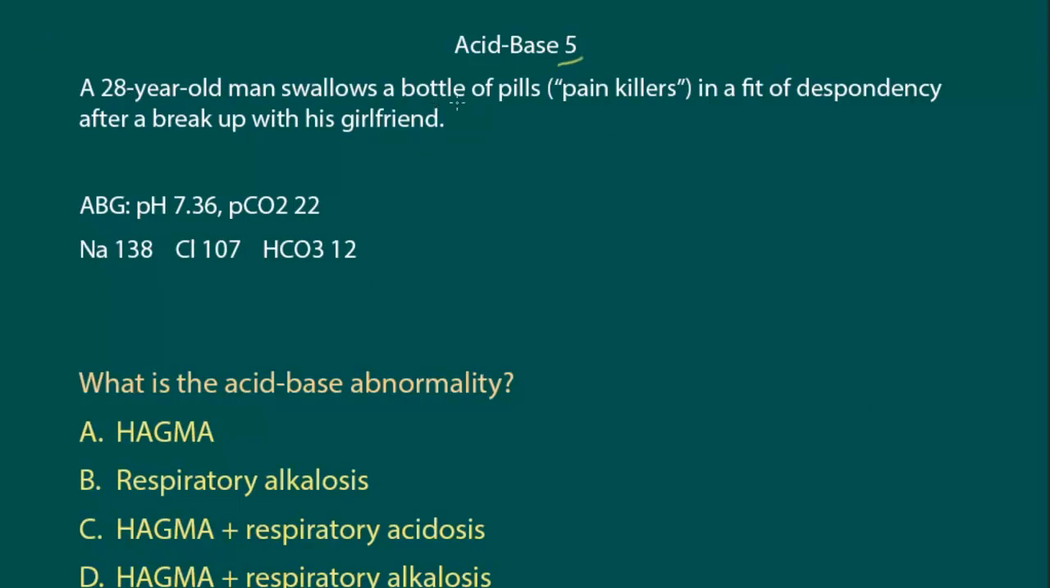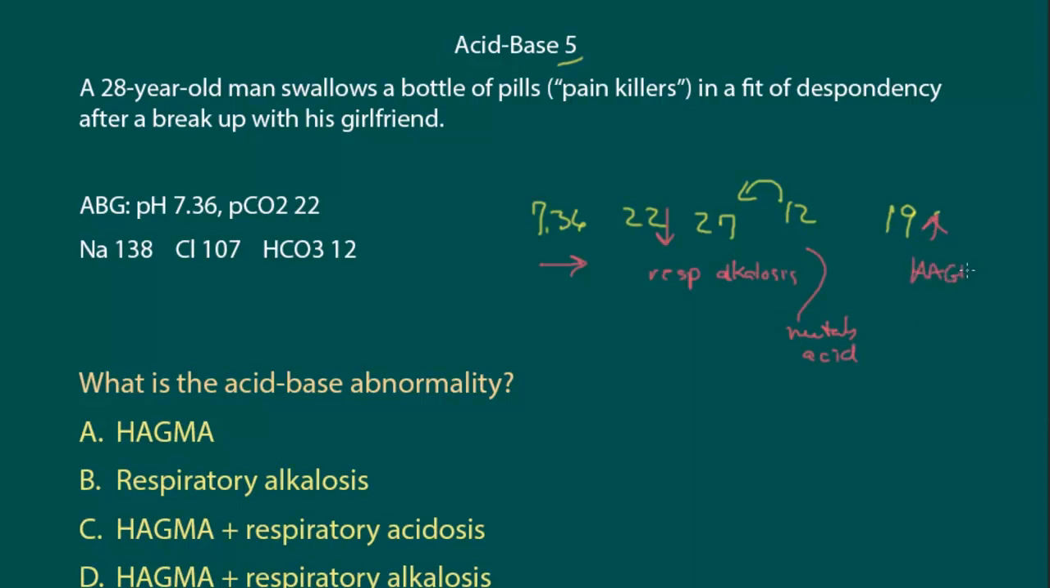Question number 5. 28-year-old man swallows a bottle of pills in a fit of despondency. pH 7.36, PCO2 22, bicarb 12, expected PCO2 27, anion gap 19. Left to right, this patient has a normal pH. PCO2 is 22, which is less than the expected PCO2. So he's blowing off some of the CO2. He's hyperventilating. He has a respiratory alkalosis. Bicarb is low. Anion gap is high. He has a HAGMA.